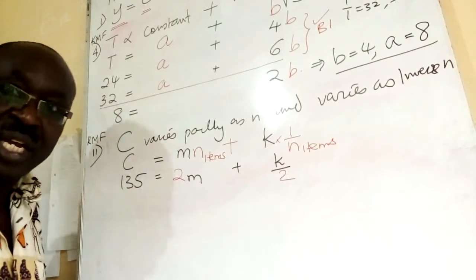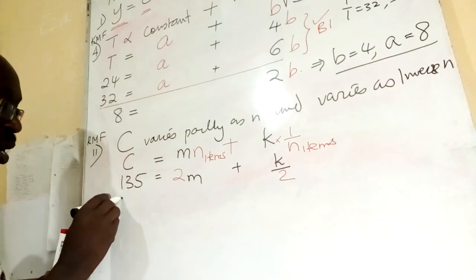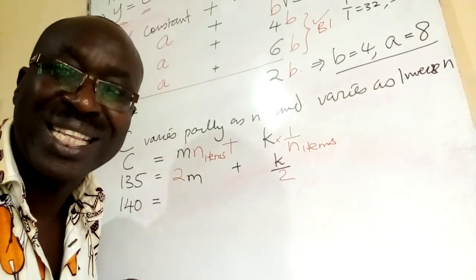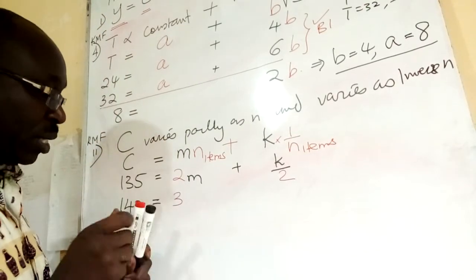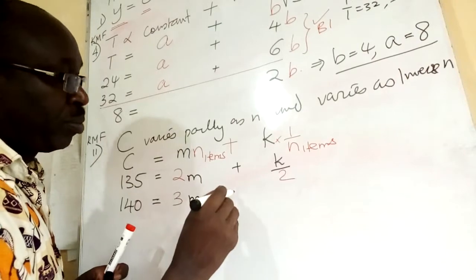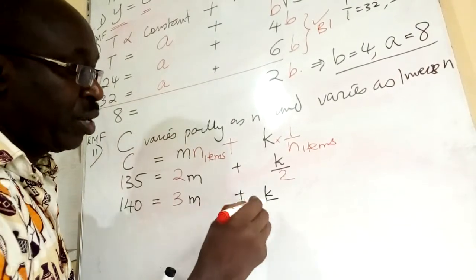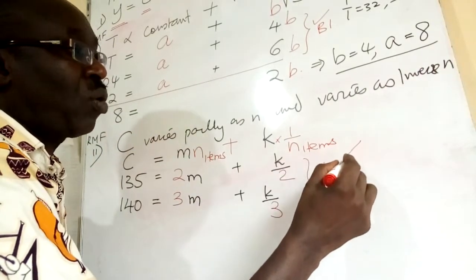Then there is another one. 140 is the cost to produce 3 items. So I have 3m plus k over 3.